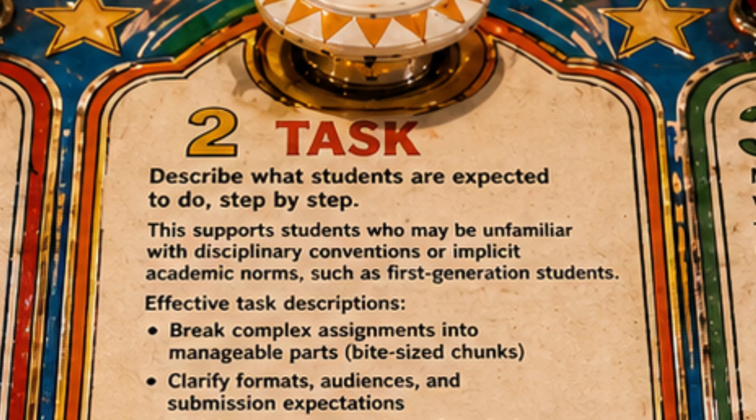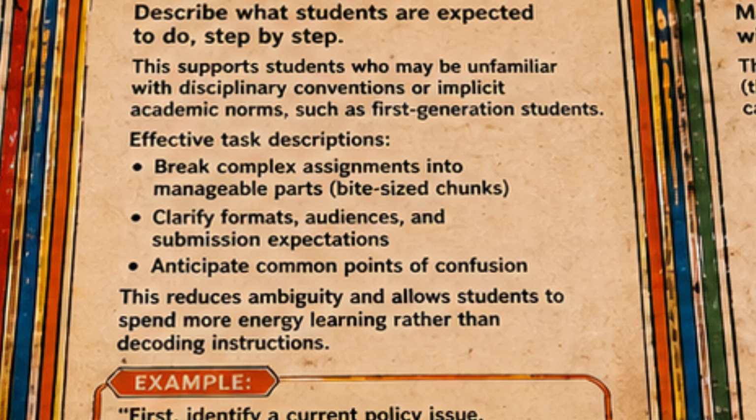2. Task. Describe what students are expected to do, step by step. This supports students who may be unfamiliar with the disciplinary conventions or implicit academic norms, such as first-generation students. Effective task descriptions break complex assignments into manageable parts or bite-sized chunks, clarify formats, audiences, and submission expectations, and anticipate common points of confusion. This reduces ambiguity and allows students to spend more energy learning rather than decoding instructions.